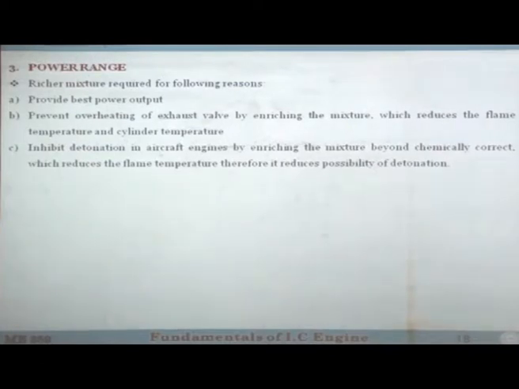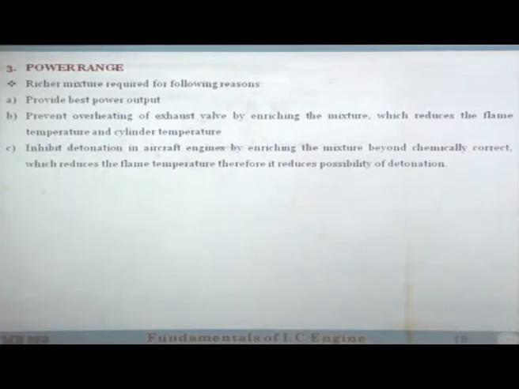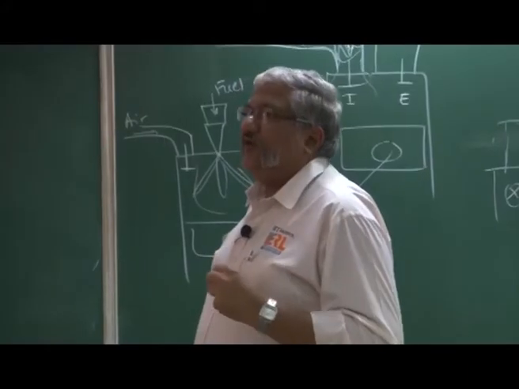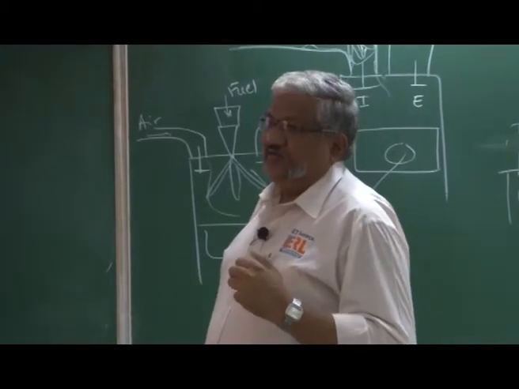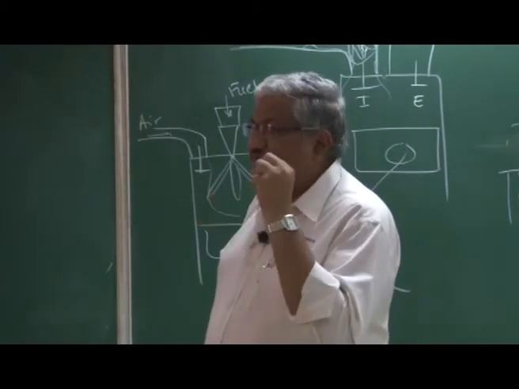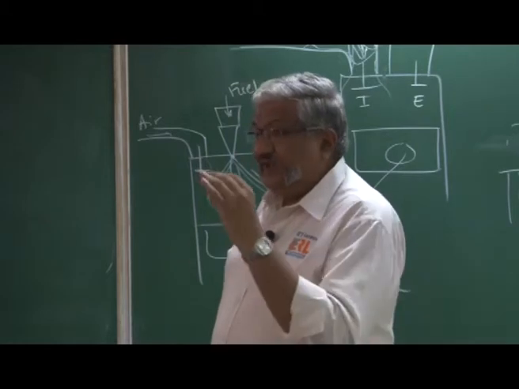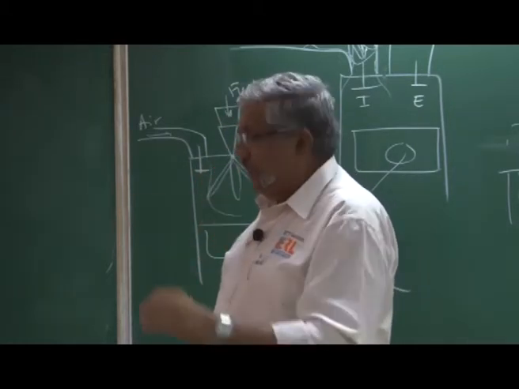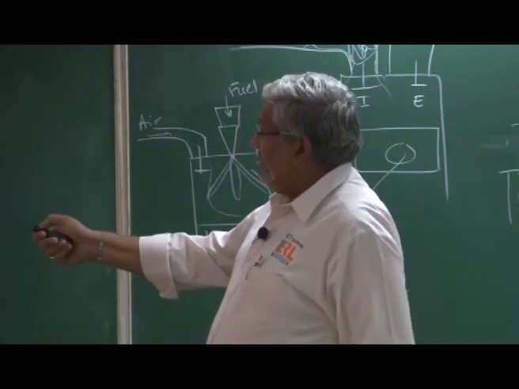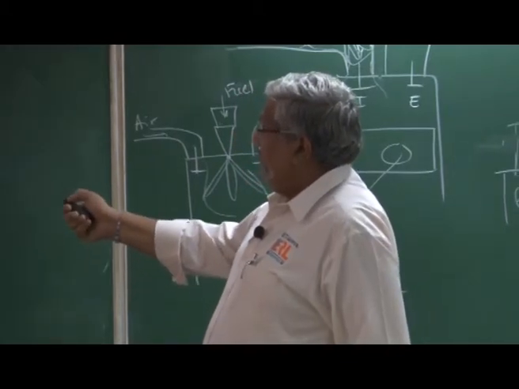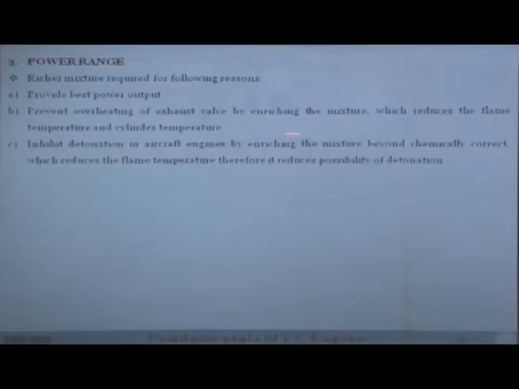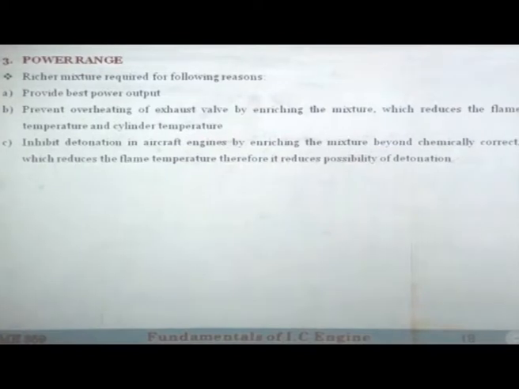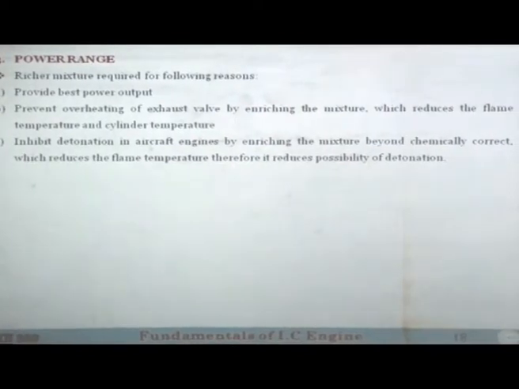Because if you are not enriching the mixture, the temperature will be so high that even your exhaust valve may start melting. So in order to keep the temperatures under control, you put in more fuel. So at the maximum, you are still getting combustion, not complete combustion, and temperatures are not very high. This prevents overheating of the exhaust valve by enriching the mixture, which reduces the flame temperature and the cylinder temperature. This is a very important part, why you enrich the mixture during the power stage.